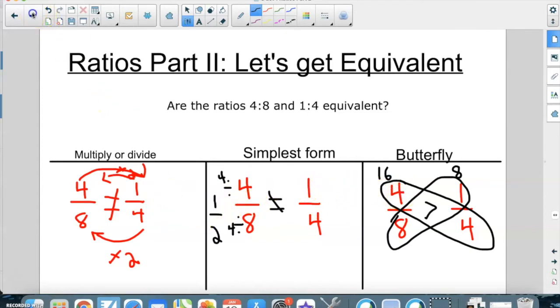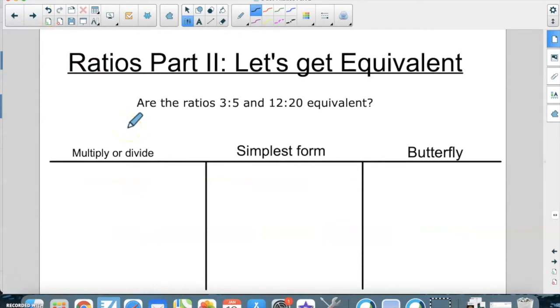Okay? This one, are the ratios 3/5 and 12/20 equivalent? Okay. Please do this with me. So first we write down as a fraction our ratios, so 3/5 and 12/20. All right.